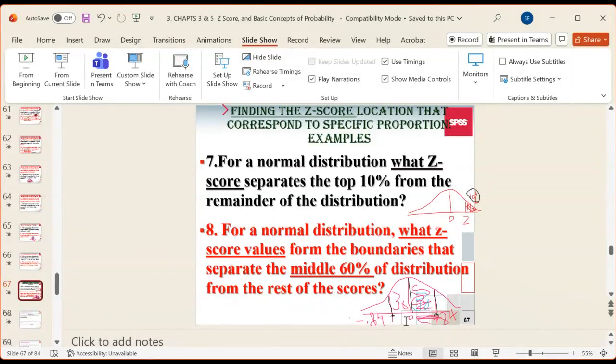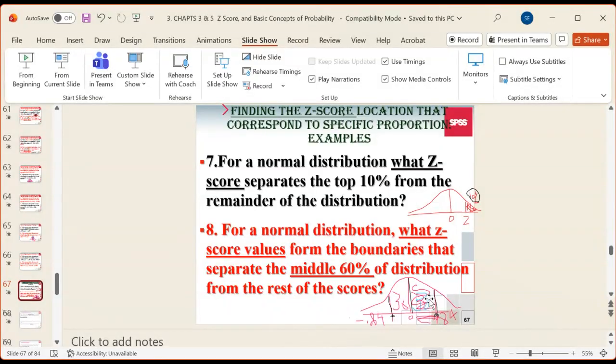And for this one, they say middle 60%. Middle 60%, again, that means you look in the middle. So that means 30% to the right, 30% to the left. And by the same token, on the right side, the value is the mirror image of the left. You find out what that area is, the mean to z.